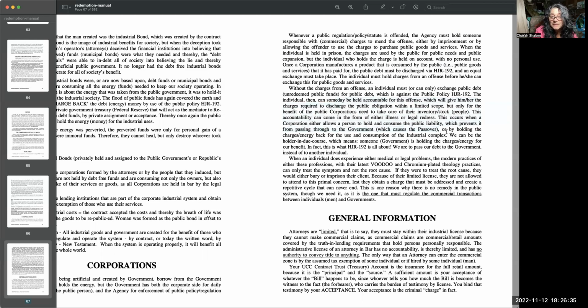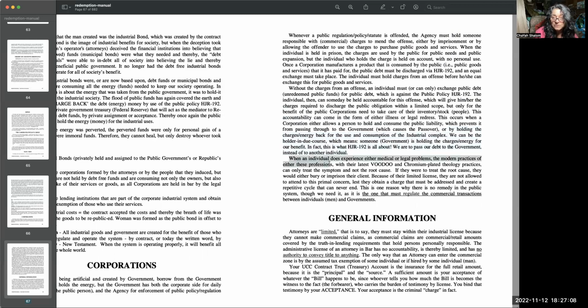Or by holding the charge's energy back for the use and consumption of the industrial complex. We can be the holder in due course, which means someone, government, is holding the charge's energy for our benefit. In fact, this is what HJR 192 is all about. We are to pass our debt to the government instead of to another individual.